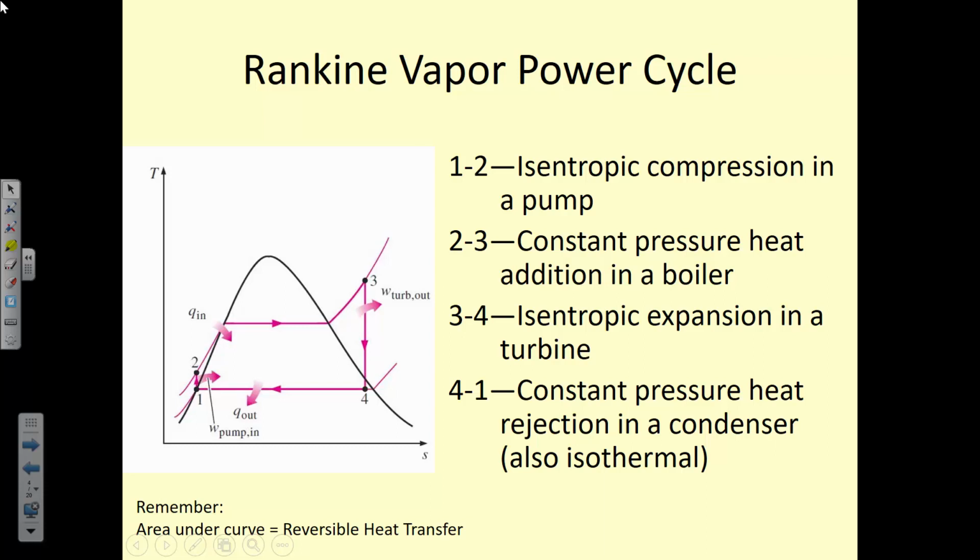So the Rankine vapor power cycle in its most basic form we looked at on Tuesday. So we have isentropic compression in a pump, heat addition in the boiler, isentropic expansion in the turbine, and then constant pressure heat rejection in a condenser.